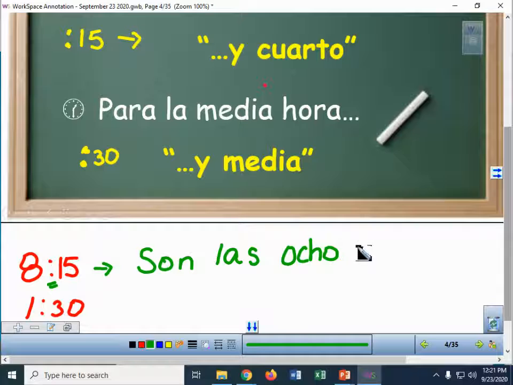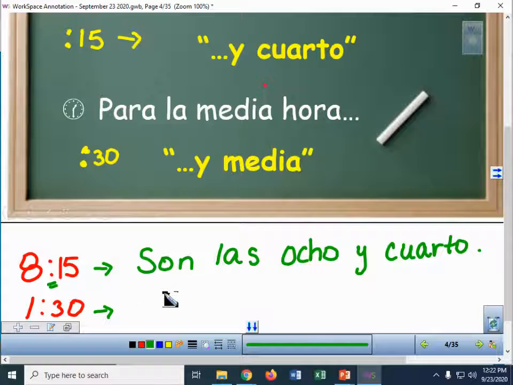Y after the hour, y cuarto, because that's 15. Cuarto. Y cuarto. Are there people that say 15 instead of cuarto? Yes, they do. But I'm teaching you another way to tell time as well. So now 1:30. For 1, do I use son las or es la? You use es la. Es la.